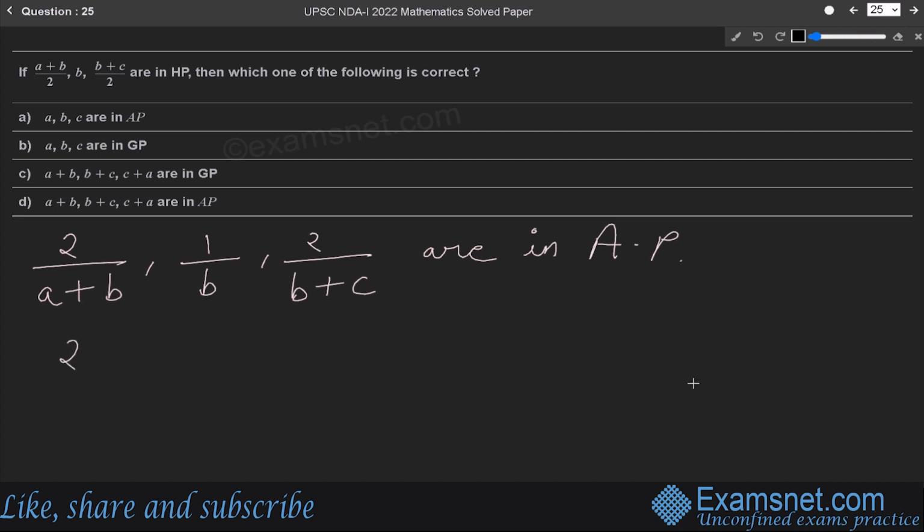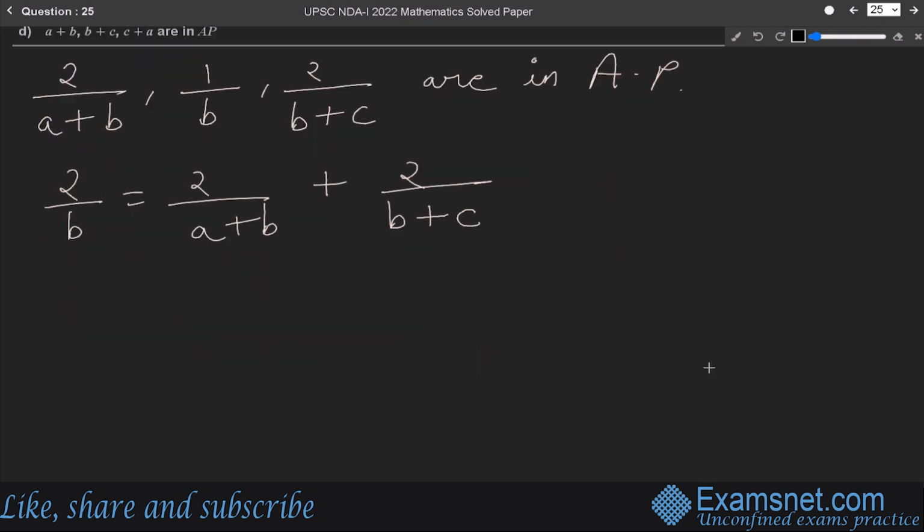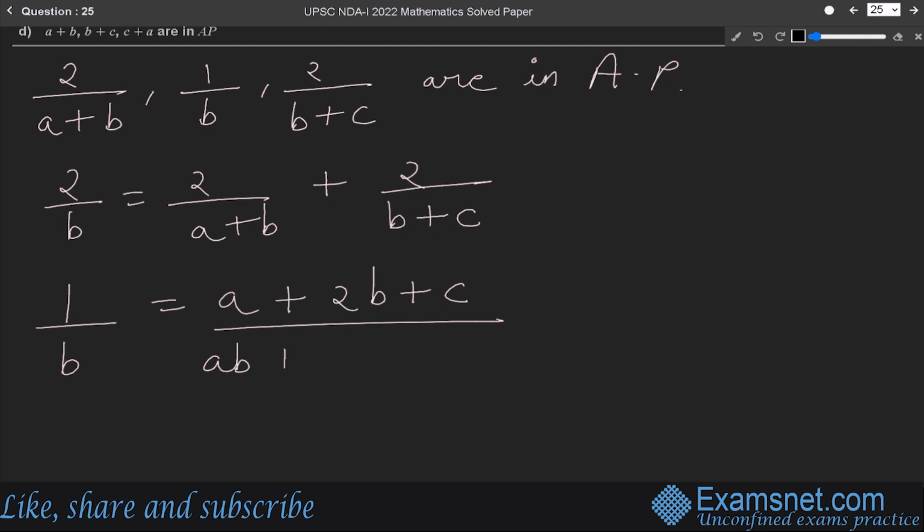We can also write it as 2 by B is equal to 2 by A plus B plus 2 by B plus C. It is a very simple step. Now, if we take the LCM of this step, then 2 will be removed because 2 is common on both the sides. Therefore, the remaining terms will be 1 by B is equal to A plus 2B plus C upon AB plus AC plus B square plus BC.